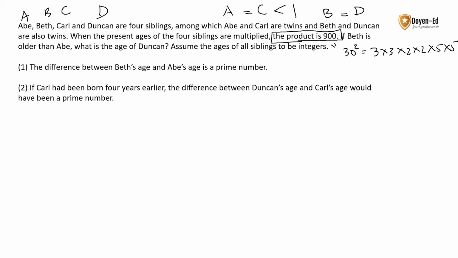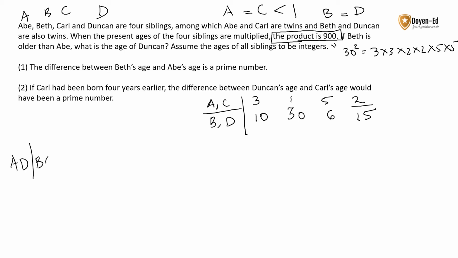So with this information, we can try and write the ages of A and C and B and D. We know that the age of A and C is less than the age of B and D, and the product of their ages has to be 30. So the combinations can be 3 and 10, then it can be 1 and 30, then it can be 5 and 6, and then it can be 2 and 15. These are the four combinations we can have. Now let's look at each fact individually.